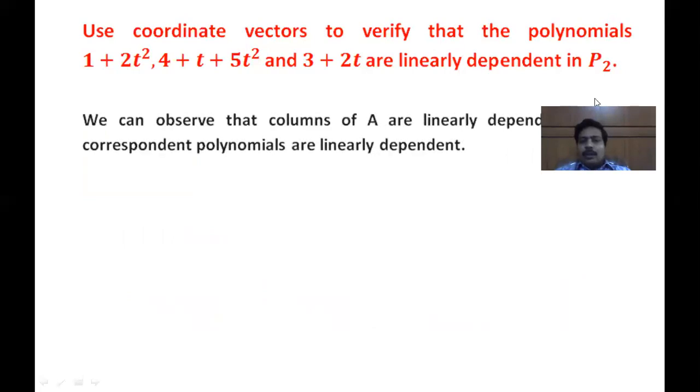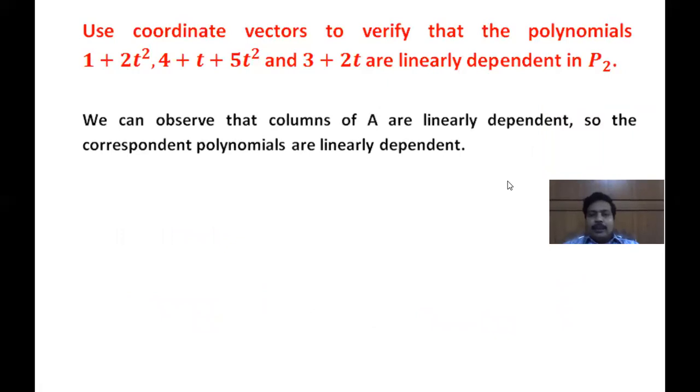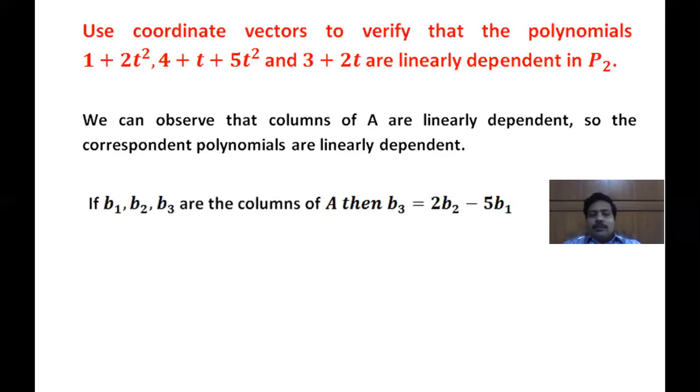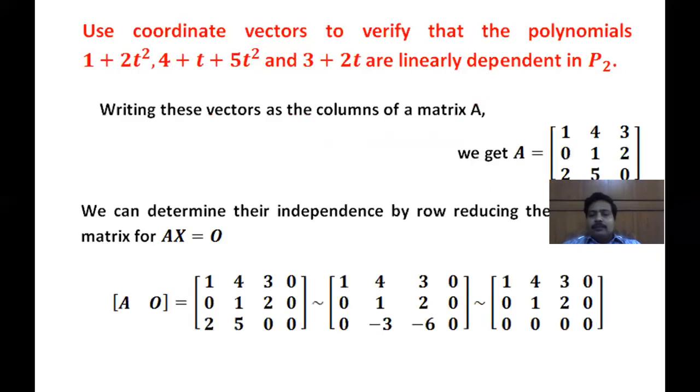So columns of A are linearly dependent. As the columns of A are linearly dependent, the corresponding polynomials are also linearly dependent, since coordinate mapping is an isomorphism. If we denote the columns of A by B1, B2 and B3, then we can observe that B3 is equal to 2B2 minus 5B1.